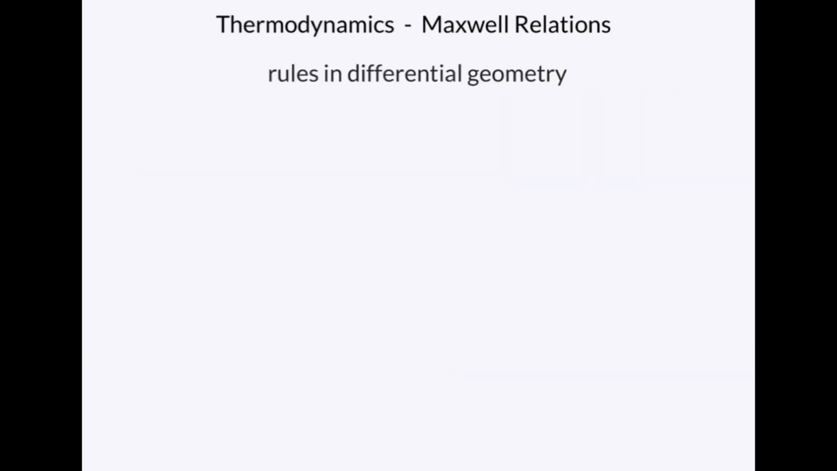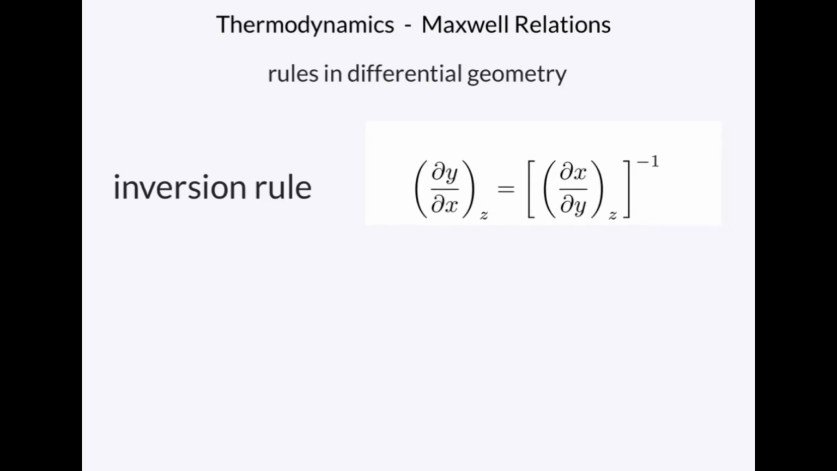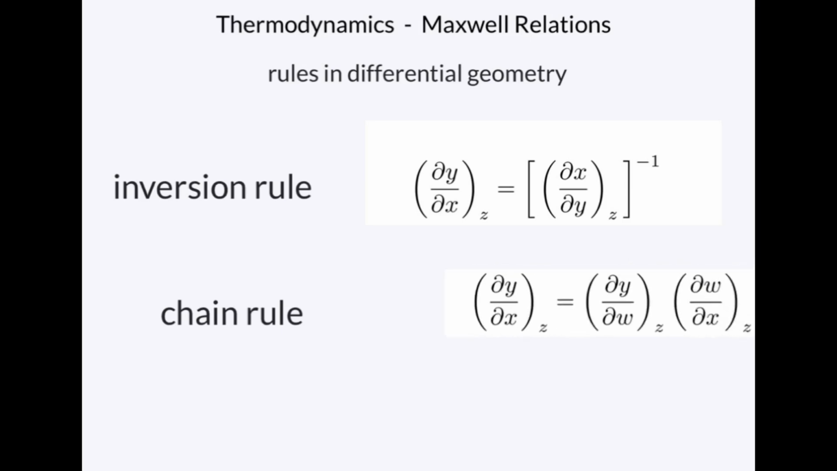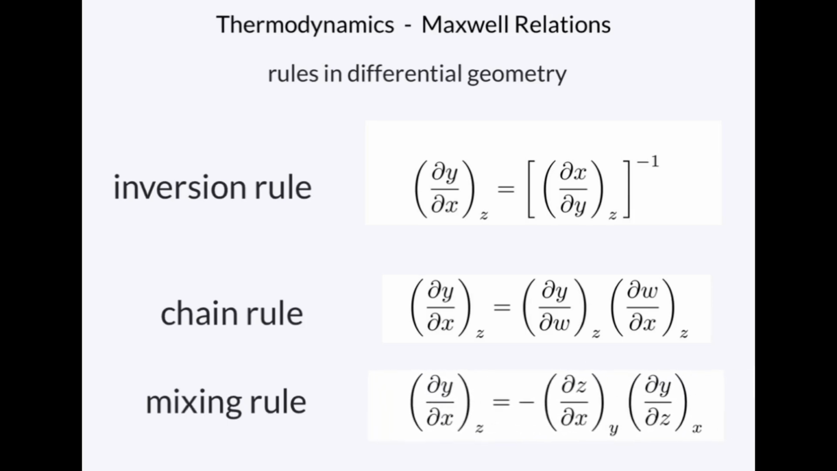Next to those Maxwell relations, there are further rules given by differential geometry. The first that we could use is the inversion rule, meaning that ∂y/∂x at constant z is equal to 1 divided by ∂x/∂y at constant z. We also have the chain rule saying that ∂y/∂x is equal to ∂y/∂w times ∂w/∂x. And we have a mixing rule saying that ∂y/∂x at constant z is equal to minus ∂z/∂x at constant y times ∂y/∂z at constant x.